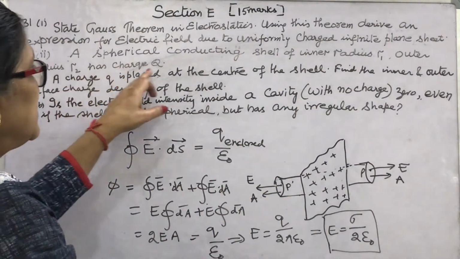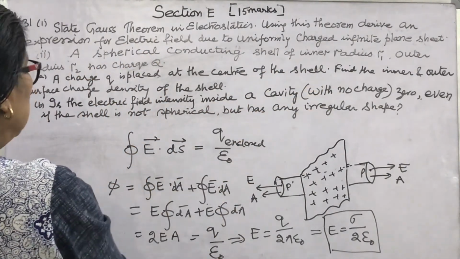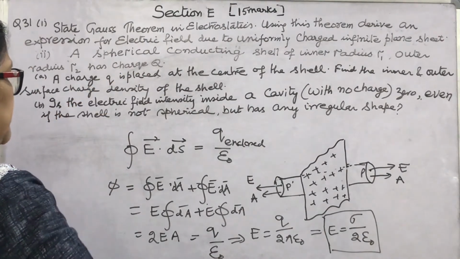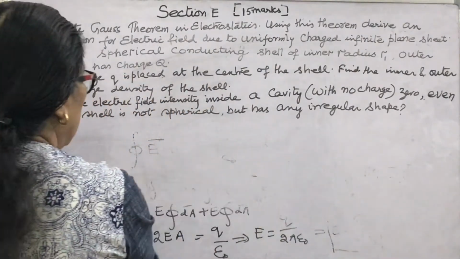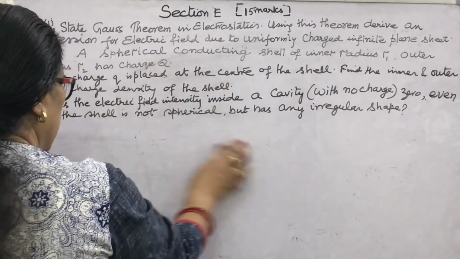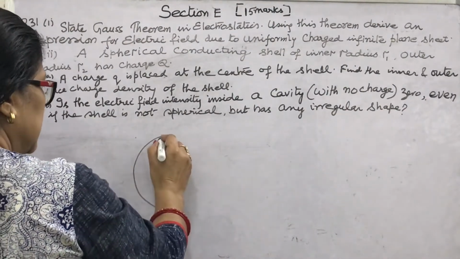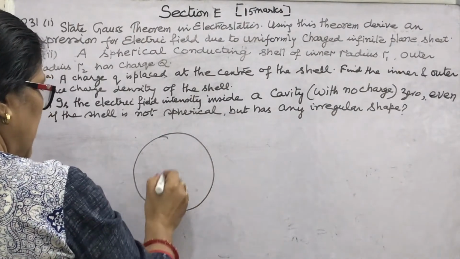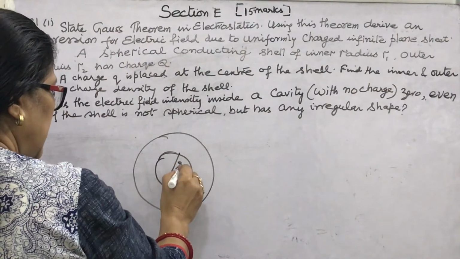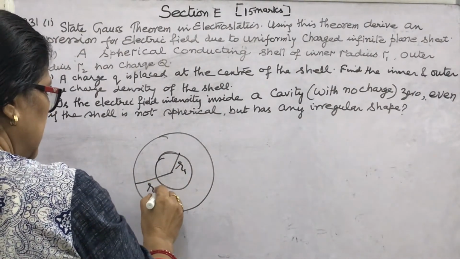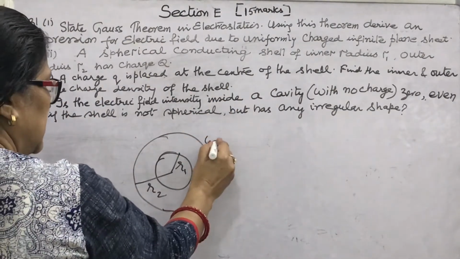Second, a spherical conducting shell of inner radius R1 and outer radius R2 has charge Q. So look at the second part. If you consider the shell of radius R1 and R2, inner R1 and outer R2, suppose this is the shell. Inner radius is this one, this is R1, and outer is this one, this is R2. This shell has charge Q, so the charge Q is here.